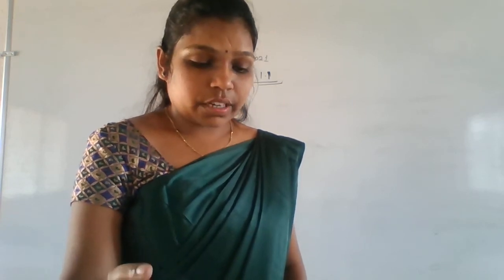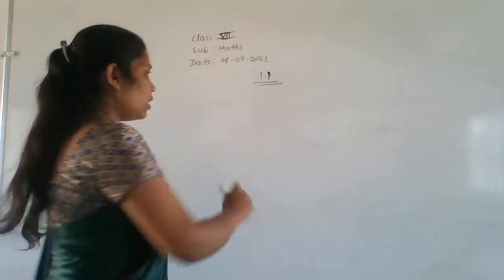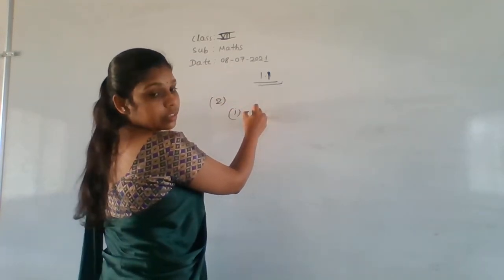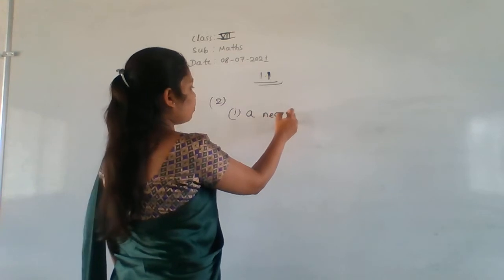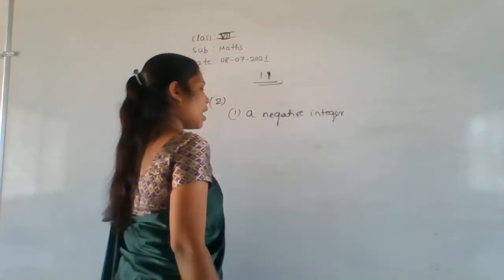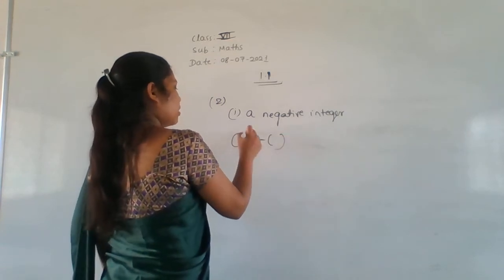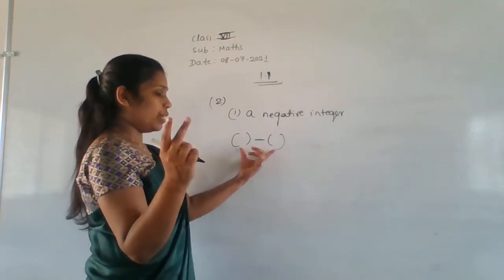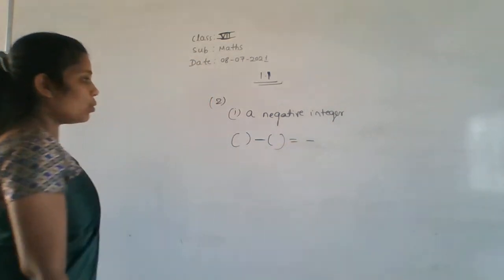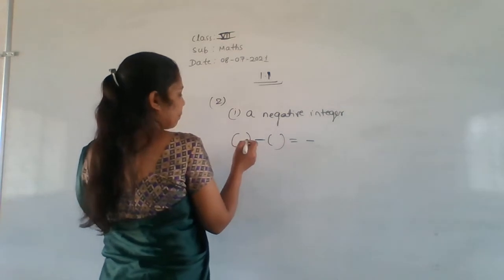So here second main, that is, write a pair of integers whose difference gives, first one, a negative integer. Second main, first one. What is the given here? That is a negative integer. Negative integer means we want the answer as a negative. So whenever we subtract those two integers, we want the answer as a negative integer only.